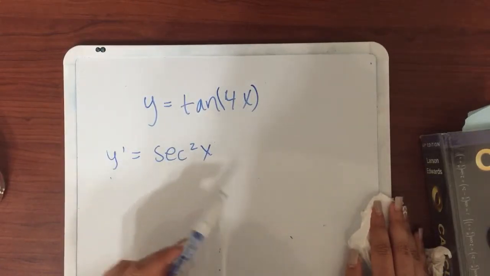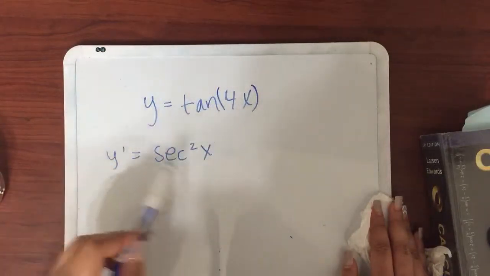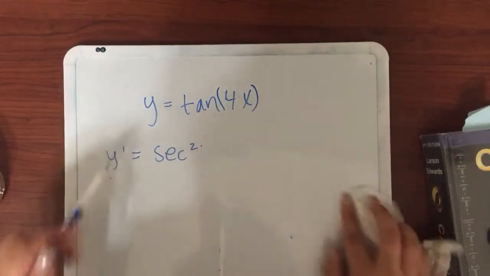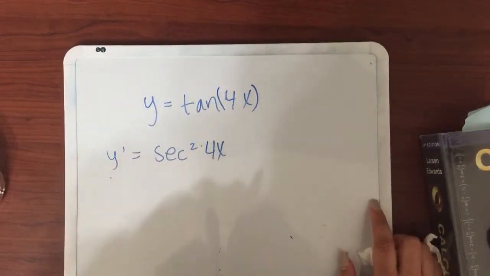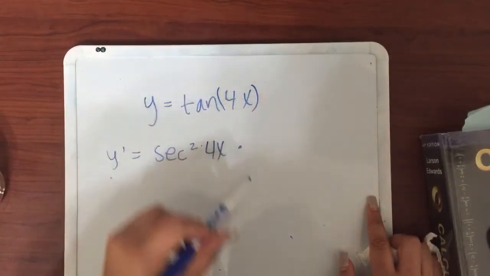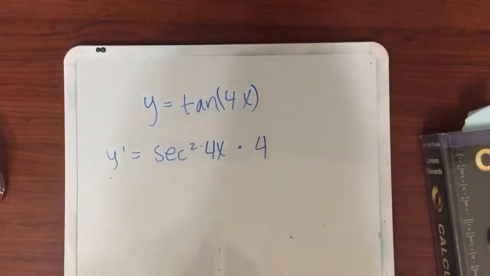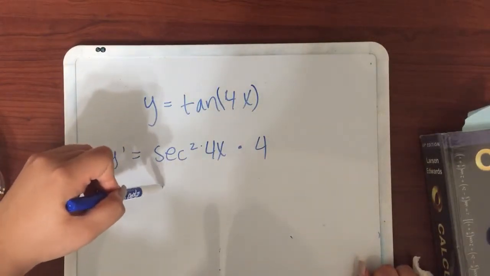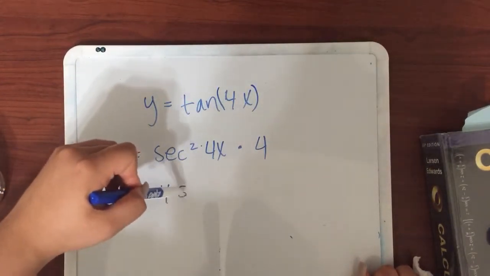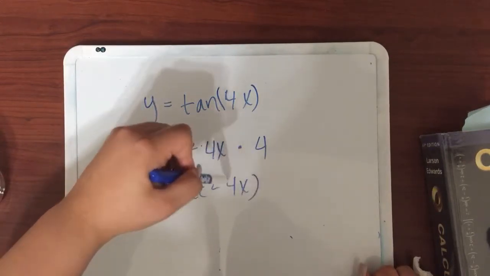So secant squared, and we keep the inside, not secant squared x, but secant squared 4x, because we don't do anything to the inside function yet. And we're going to multiply it by the derivative of the inside function, which is 4. So your answer is 4 times secant squared 4x. And that is your answer.